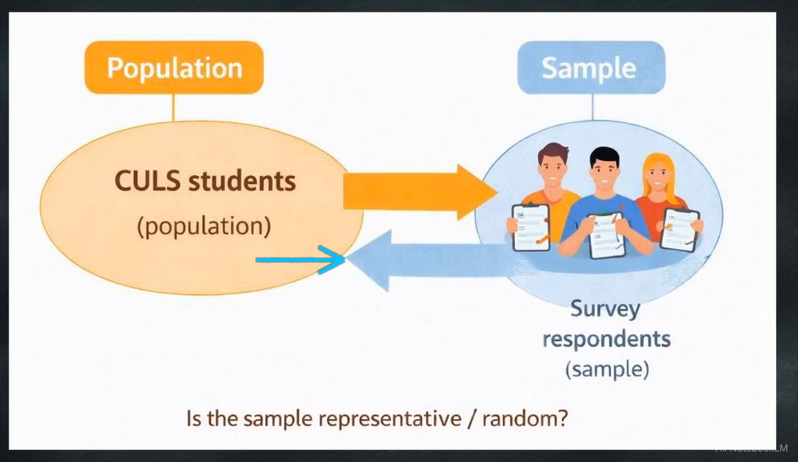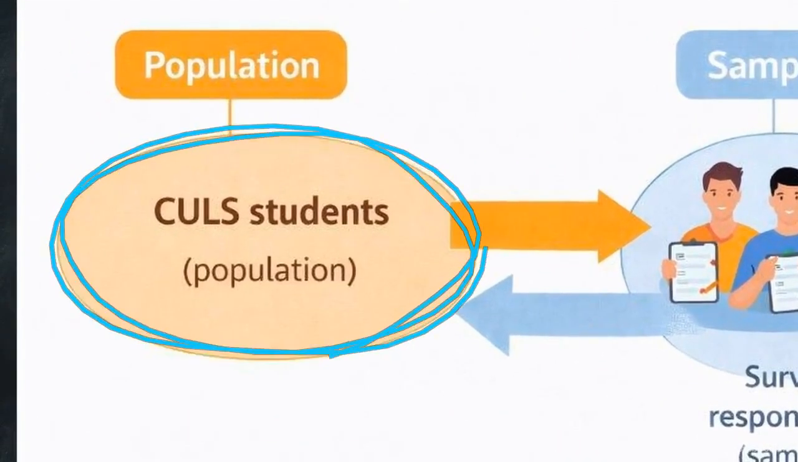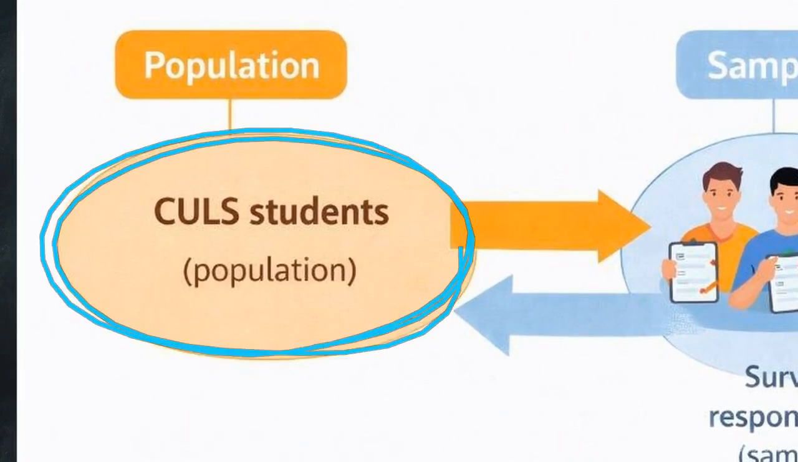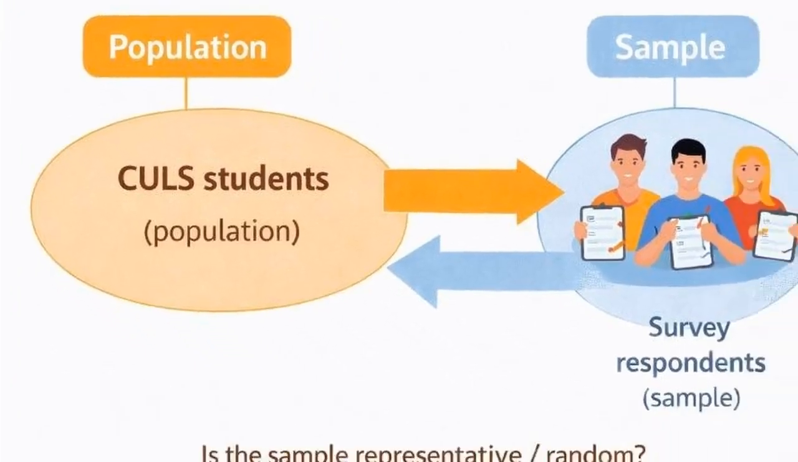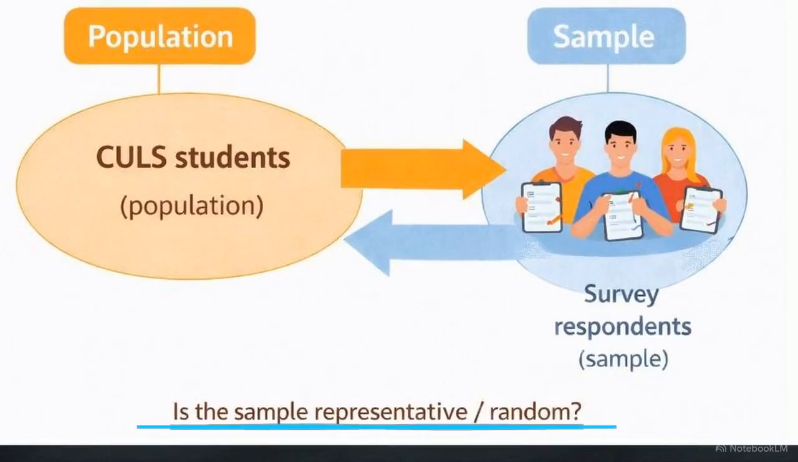The ultimate objective of practical statistics is inference. We observe a small subset of individuals to make mathematical generalizations about a massive, unknowable population. To execute this, we must extract a random, representative sample, ensuring all elements have an equal chance of selection.